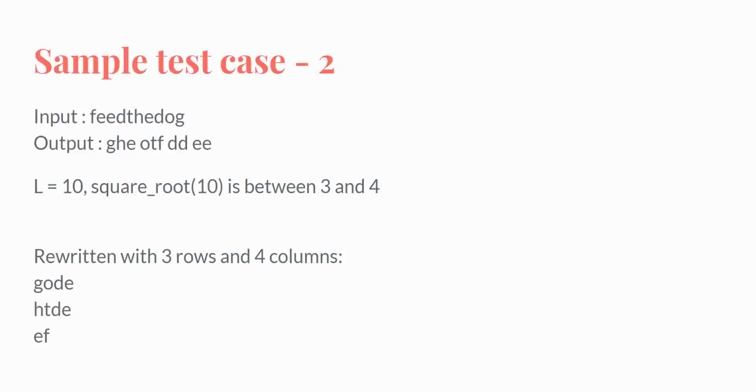Similarly, let's move on to sample test case 2. In this, the input is feed the dog. This is a 10 character string and the output is GHE, OTF, DD, EE. And the square root of 10 is between 3 and 4. As 3 into 4 is greater than 10, this string can be represented in a form of a 3 cross 4 matrix, which can be rewritten as GODE, HTDE, and EF.